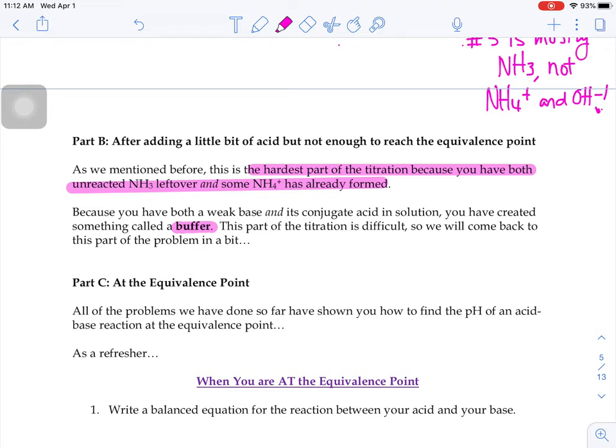For it to be a buffer, the acid and the base can't react with one another, and so usually we make buffers out of conjugate acid-base pairs. Our base in this situation is the excess NH3, and our NH4+ that has formed can act like an acid, a proton donor. So our NH3 has the potential for reacting with any hydronium ions that are being formed. The NH4+ can react with any hydroxide ions that might be there. Because we have both a base and an acid, and this base and this acid don't react with one another, that's what we call a buffer. We're going to see more about buffers soon. But because you have both components there, things that can act as a base, things that can act as an acid, you have both happening in that part B on the graph, and that's what makes it a little bit harder.